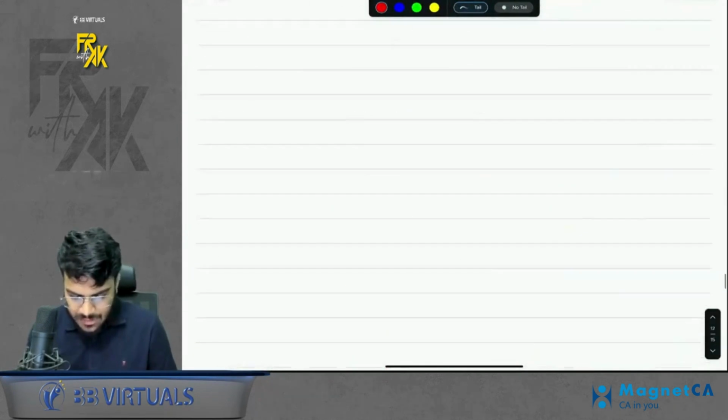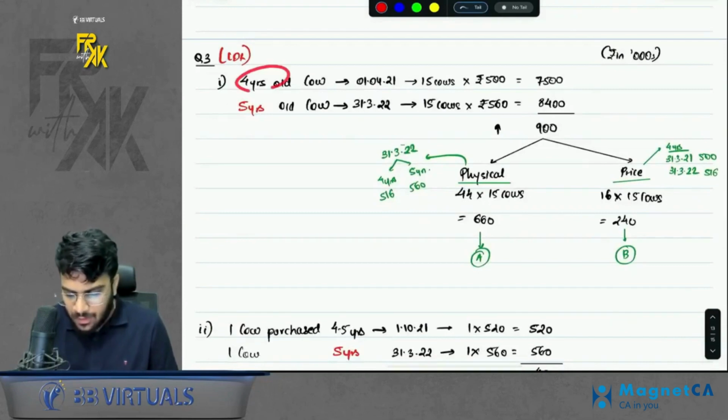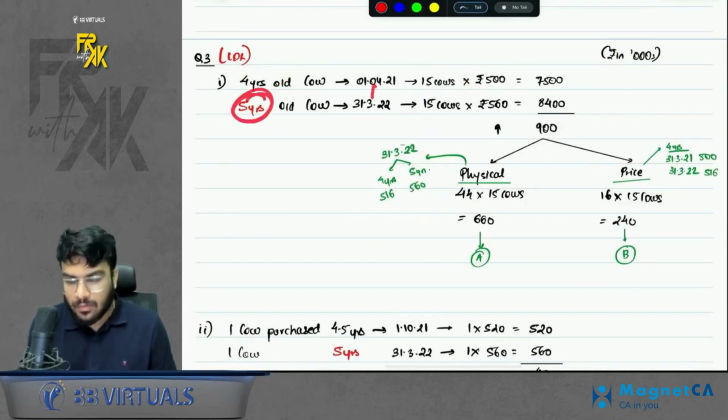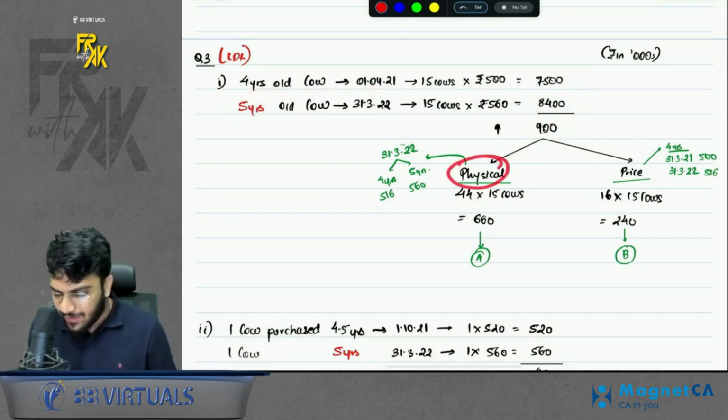Just follow a simple procedure, solve it one by one. You had 4-year-old cows, this was the opening value. After 1 year, can I say it will become 5 years old? Find the closing value, you will get the total increase or decrease. Now how to find the physical change, how to find the price change?